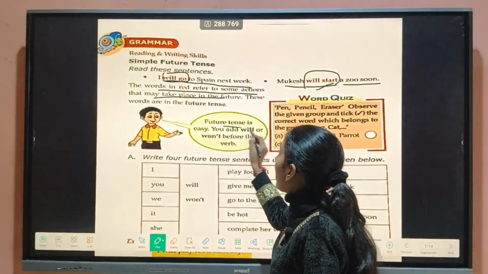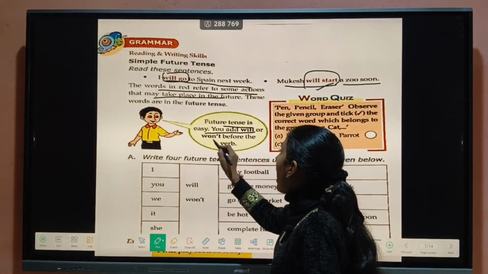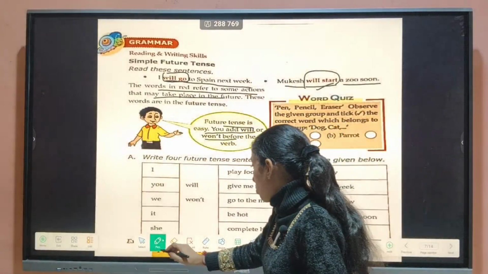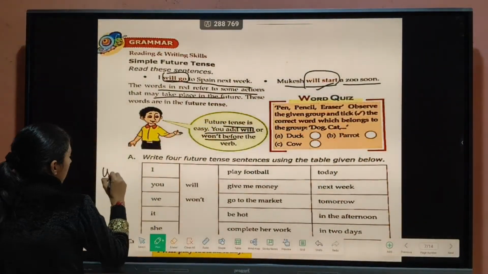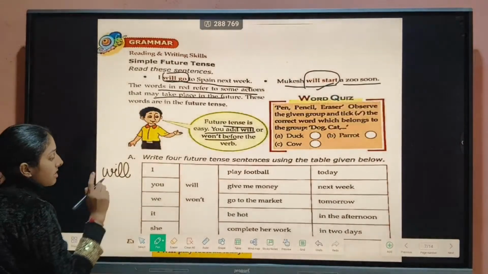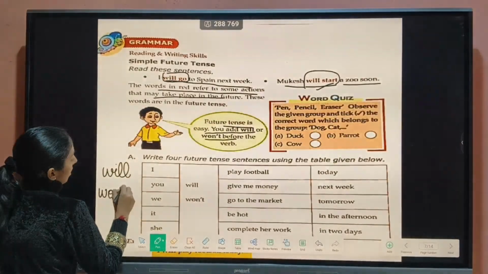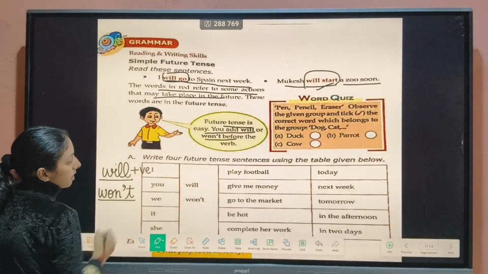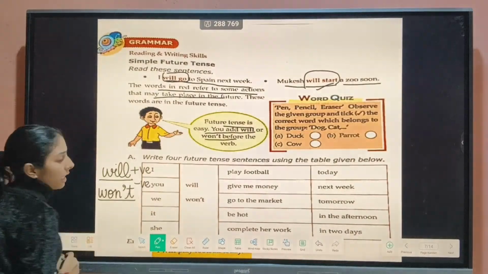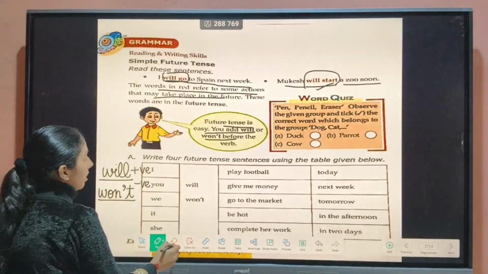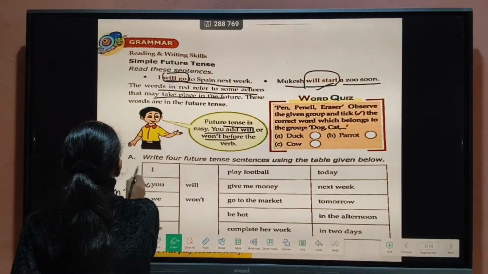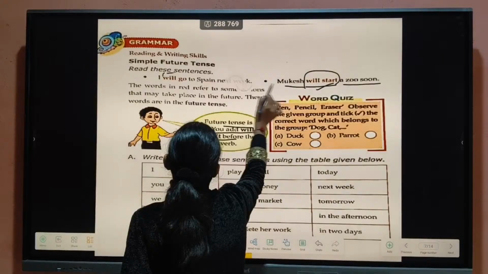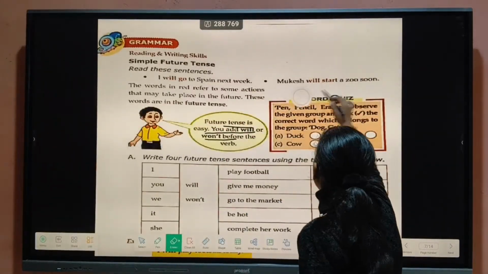Future tense is easy. You add will or won't before the verb. If the sentence is positive, you will add will. If it is negative, you will add won't. Will comes in a positive sentence, won't comes in a negative sentence. Here a one word quiz is also given in your book. Firstly, we will discuss it and then we will move to our future exercise.